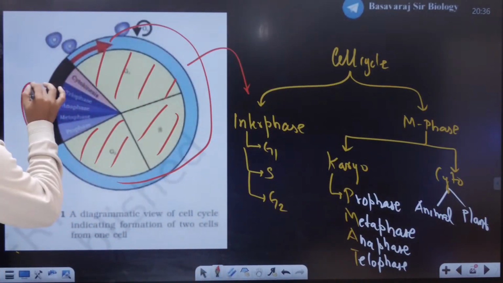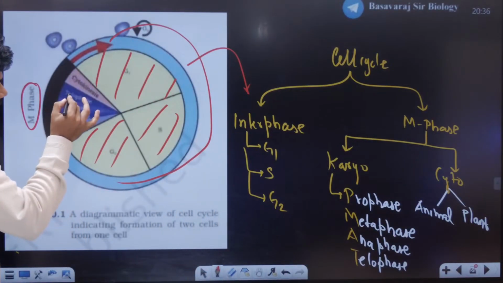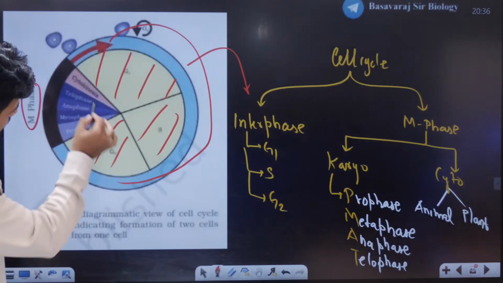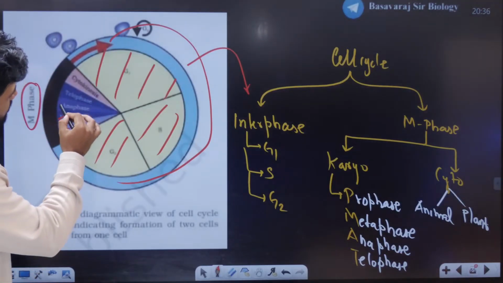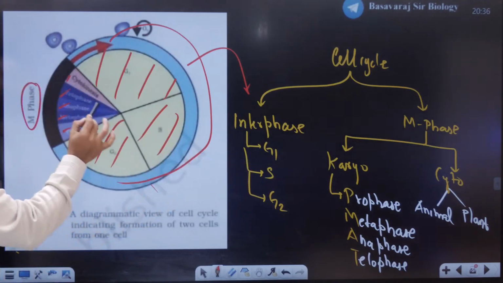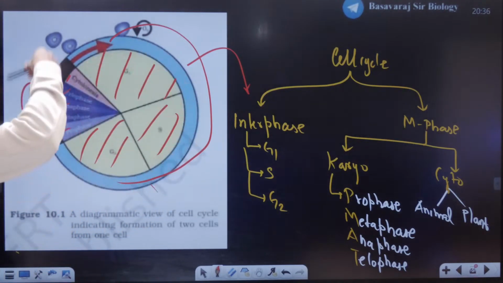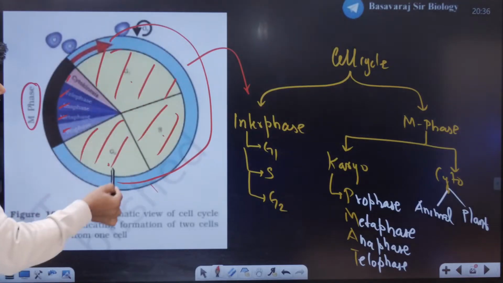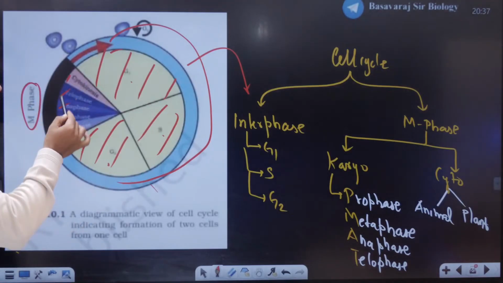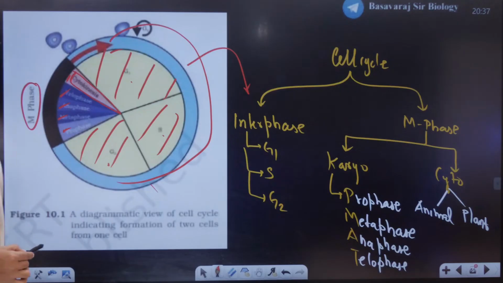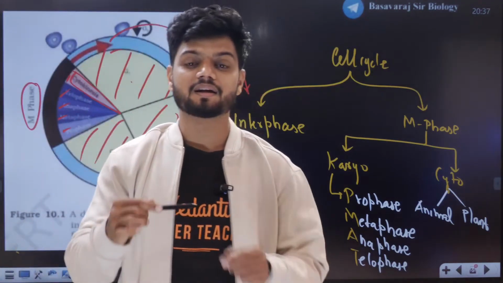This is called as the M phase. This entire dark blue part, can you see a purple or violet color? This entire thing is karyokinesis: prophase, metaphase, anaphase, telophase. Pink color is called as cytokinesis. So this entire thing is cell cycle: interphase, G1, S, G2, then M phase, karyokinesis, and a small strip called as cytokinesis. So that is the entire cell cycle.